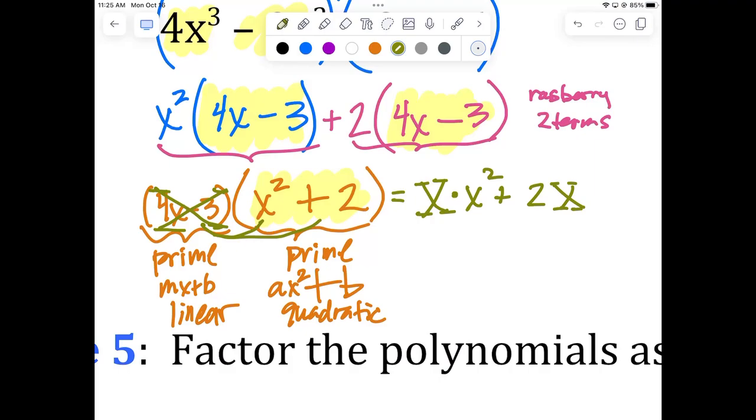Okay, now let's substitute it back in. What is big ol' x really? Big ol' x is really 4x minus 3. So that's really 4x minus 3 times x squared, which I'll put on the left, plus 2 times big ol' x, which is 4x minus 3. Think of that as a single unit. We're factoring out a two-term factor, but we're treating it like a single unit. Okay?